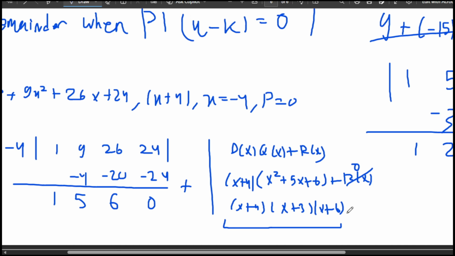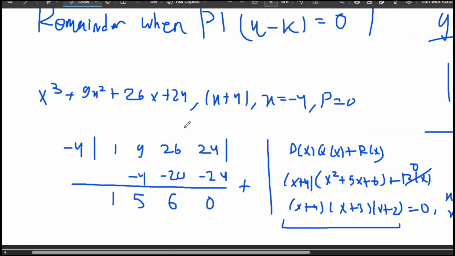Well, to find the zeros, we just set everything to 0. And we have x equals negative 4, x equals negative 3, and also x equals negative, what's this? Supposed to be 2. x equals negative 2. Those are the zeros. When you input those numbers, our polynomial here, a cubic, is 0.